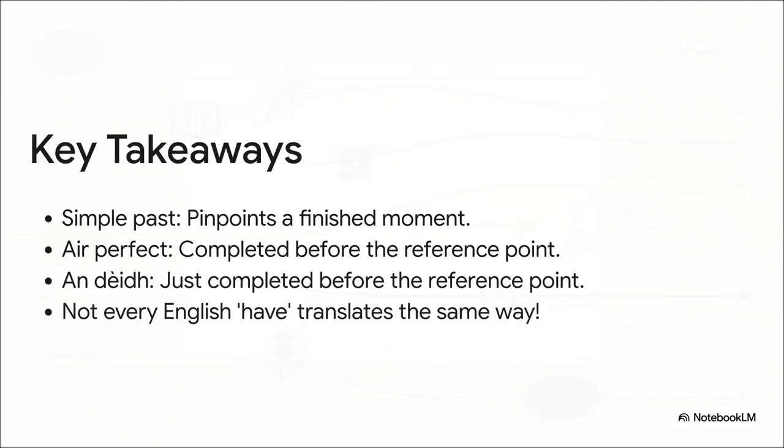So, as a quick summary, here is your ultimate cheat sheet for escaping that translation trap. The simple past pinpoints a finished moment. The air perfect means an action was completed before your reference point. The an dèidh perfect means it was just completed before your reference point. And the absolute biggest takeaway of all, not every English have wants the same Gaelic door. You really have to stop and think about the meaning behind the action rather than just blindly swapping words one for one.